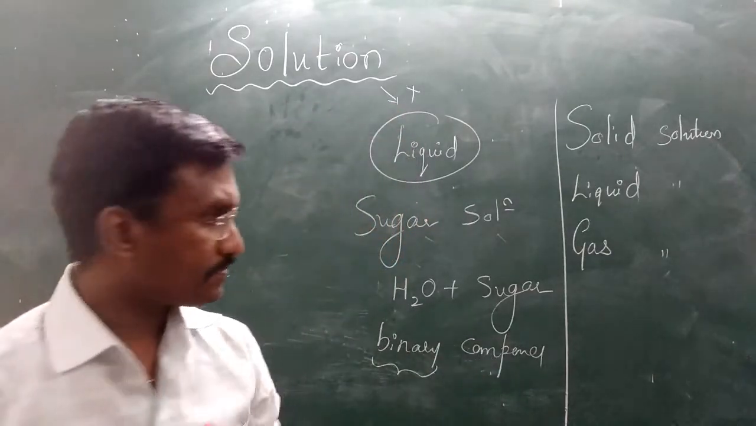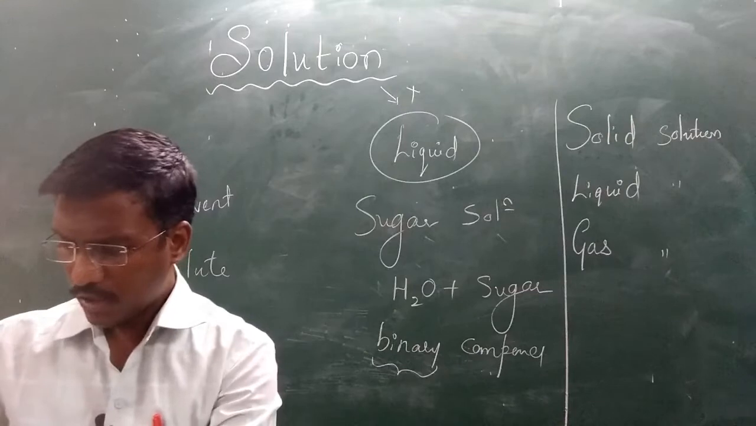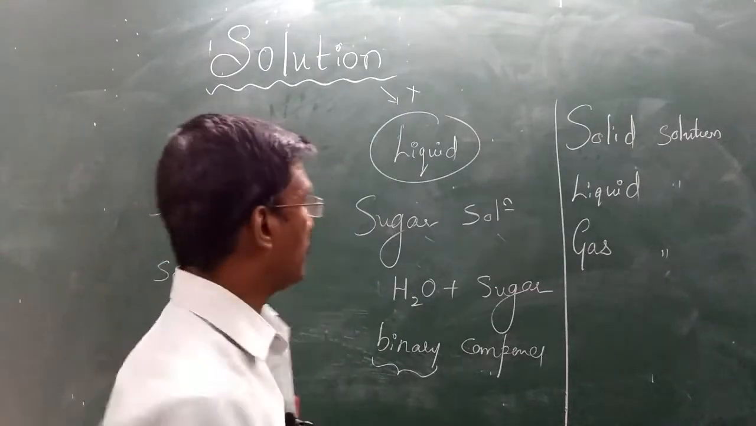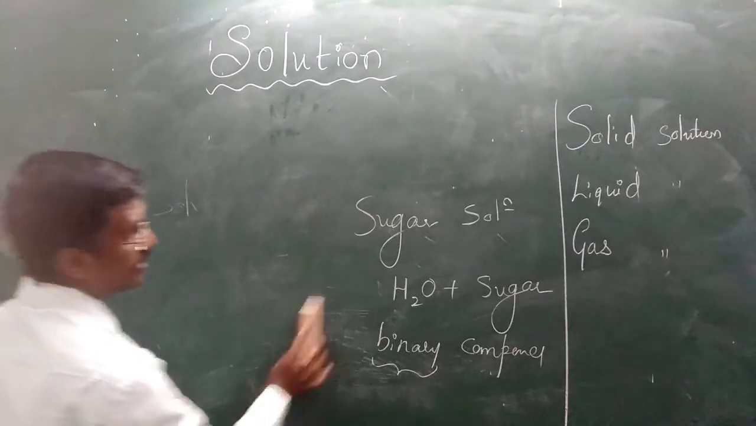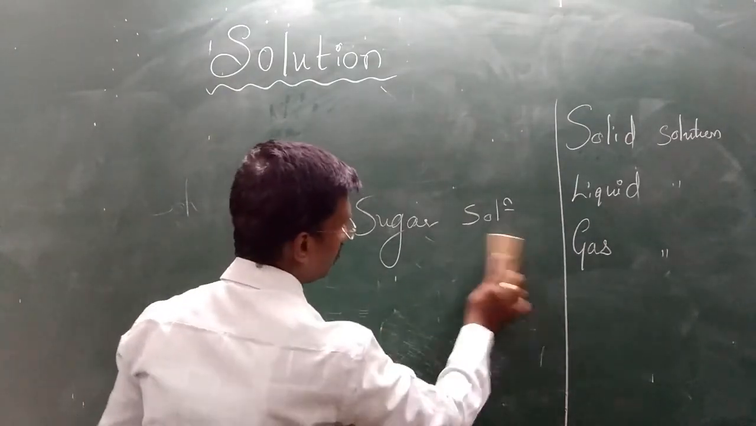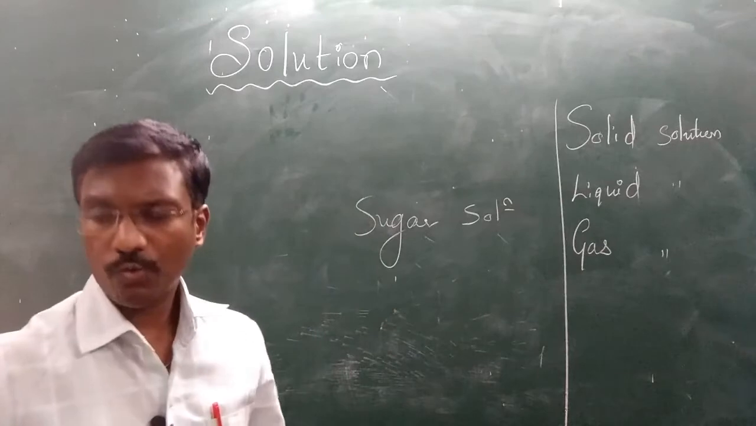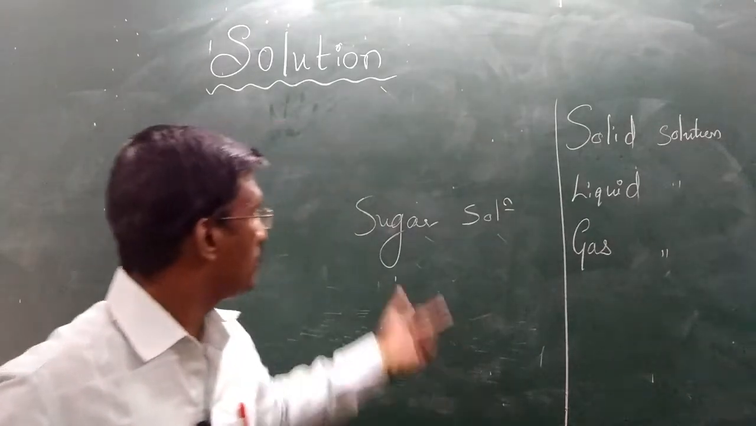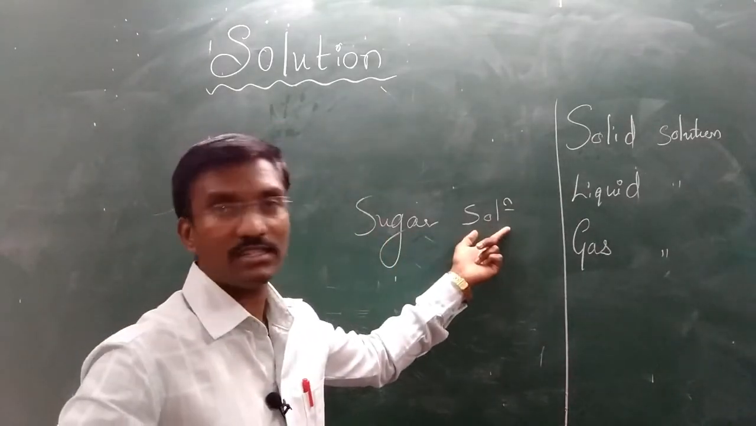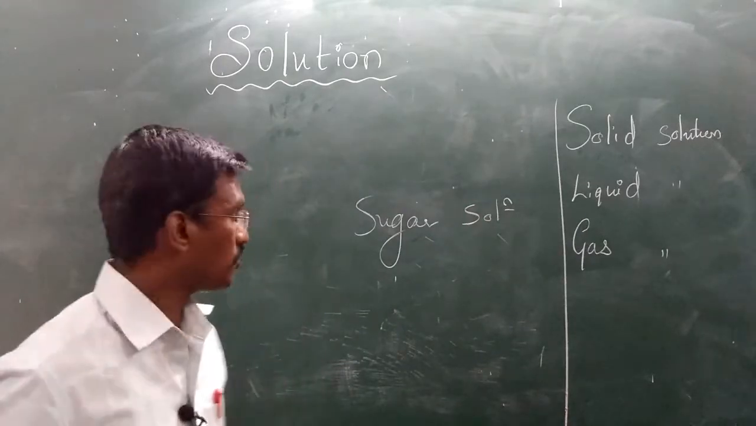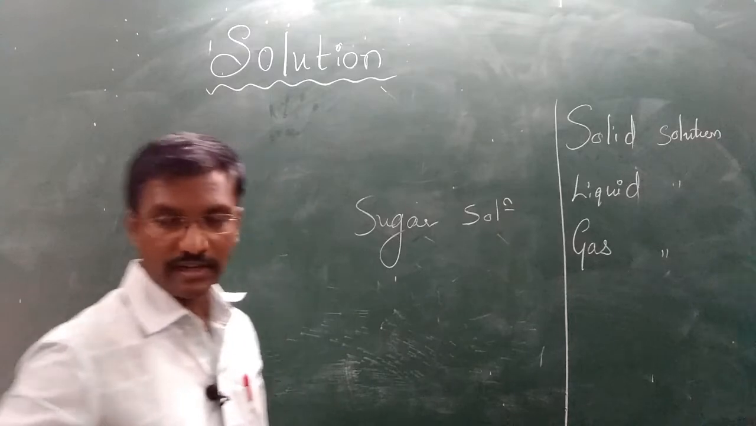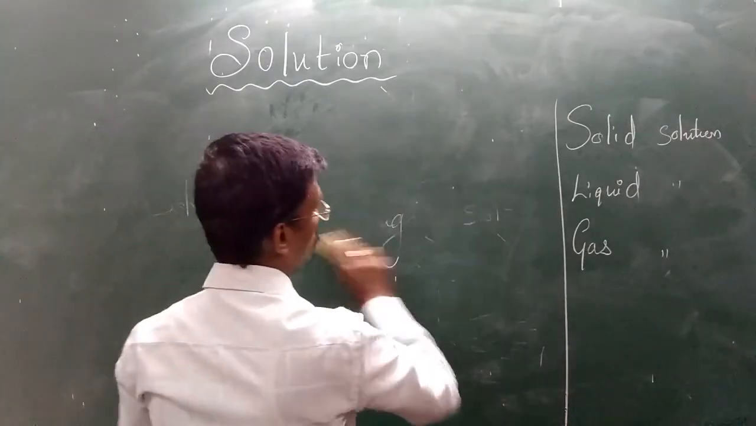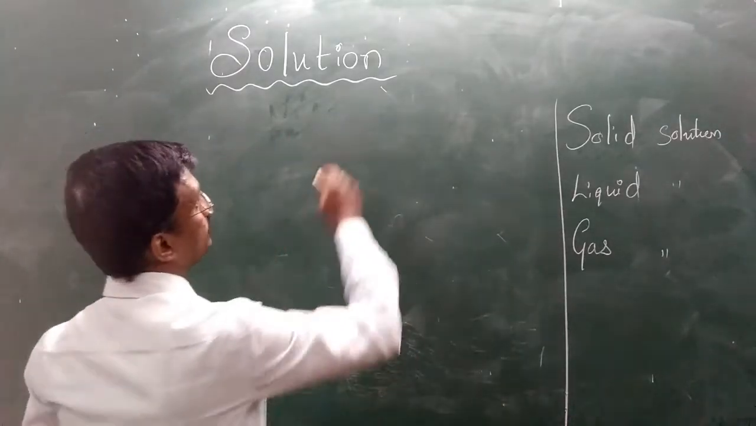How? Wherever we are familiar with this sugar solution, can you see here? In this sugar solution, what is the solute? The solute is sugar and the solvent is water. So if the compound contains a sugar solution, just look here.